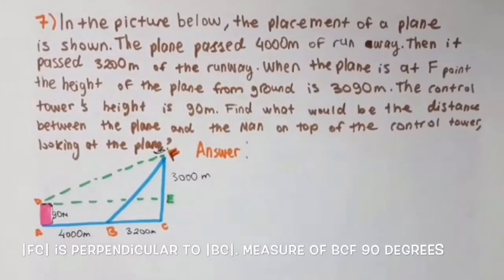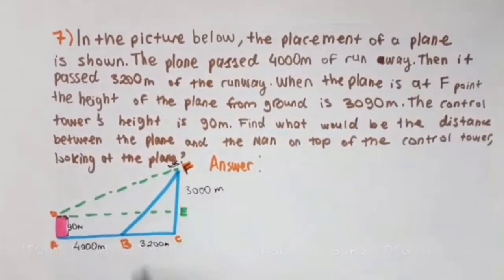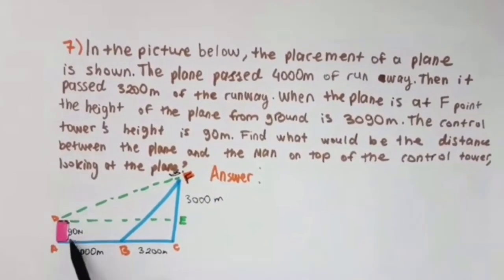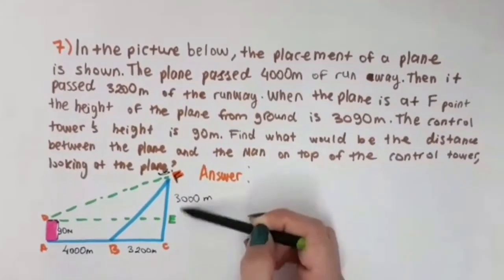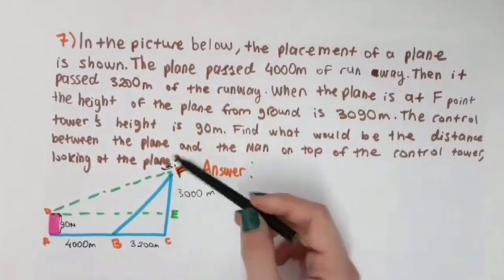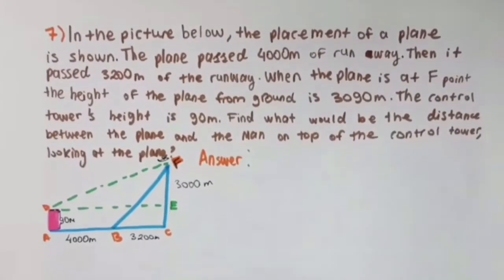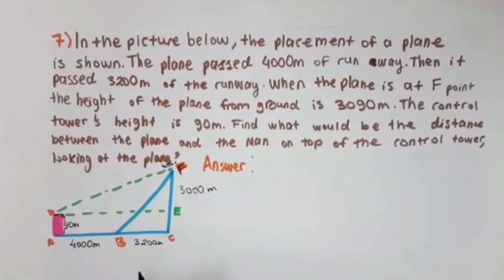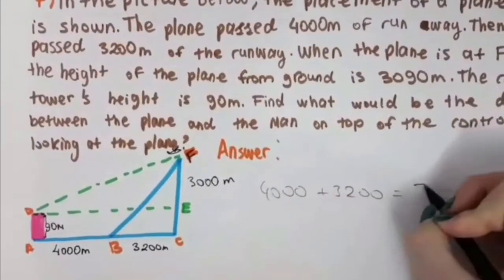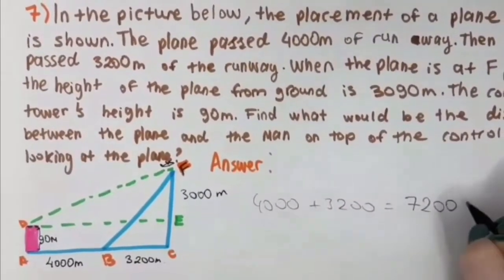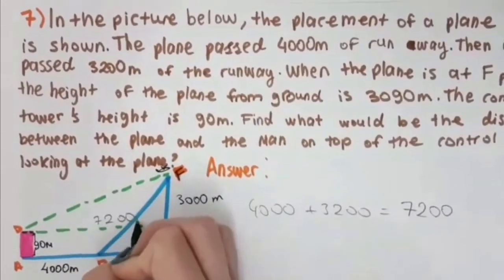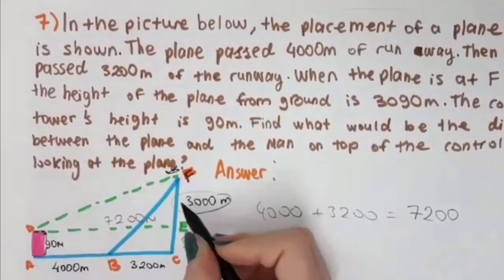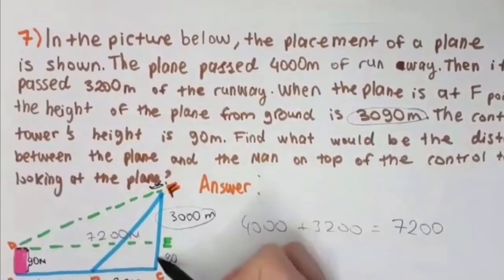Since the question is too long, I'm just going to summarize it. There is a plane, and first it goes this many meters, and then this many meters, and this much height. This is a control tower, and it's 90 meters, and this is the total height which the plane got. It asks us to find the distance between the plane and the man on top of the control tower. First we can understand that when we add them up, it's equal to 7,200. So this part is 7,200 meters. We also know that since this part is 90, then this part has to be 3,000, because the question gives us the height.